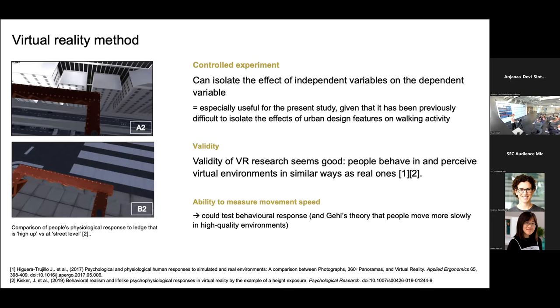And then the third benefit for us was that you can measure people's movement speed when they're in virtual reality. So one of Gehl's ideas was that if there's a high quality environment, then people walk more slowly, because they're enjoying themselves there. So that's easy to measure in VR.